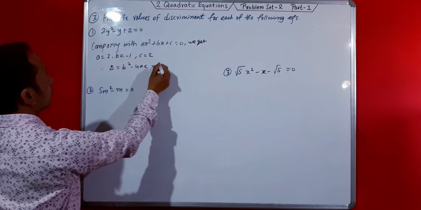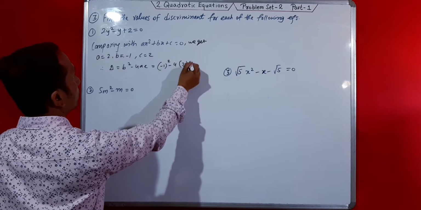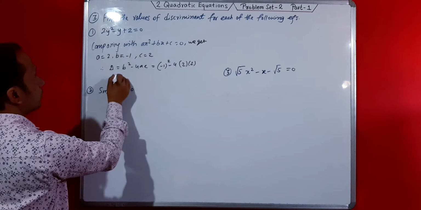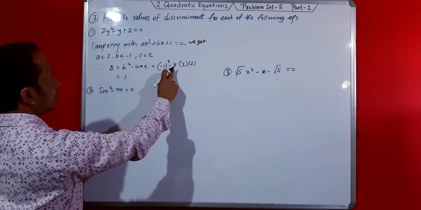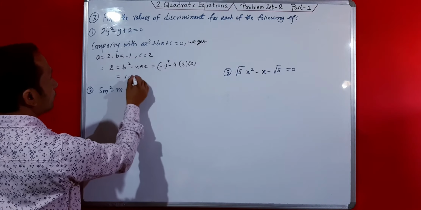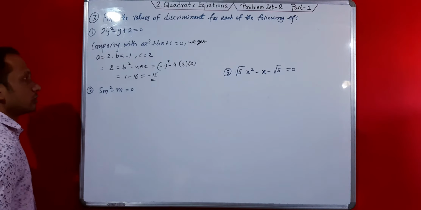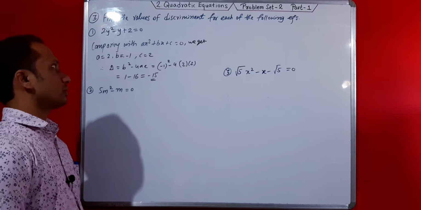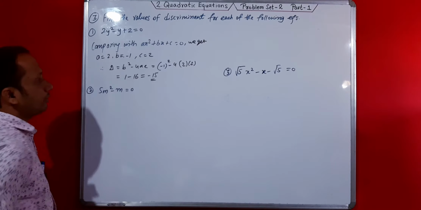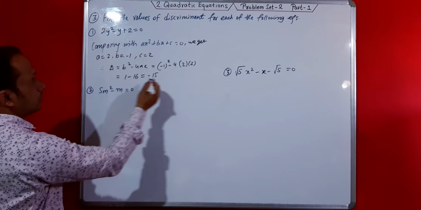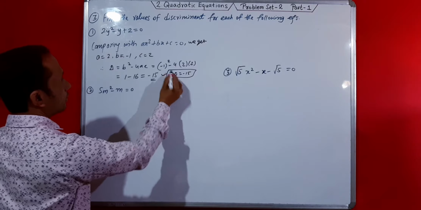So b is minus 1 square minus 4 into 2 into 2. So it is 1 minus 4 into 2 into 2, which is 16, so it is 1 minus 16, it is minus 15. So this is the value, delta is equal to minus 15. So the value of discriminant is minus 15.